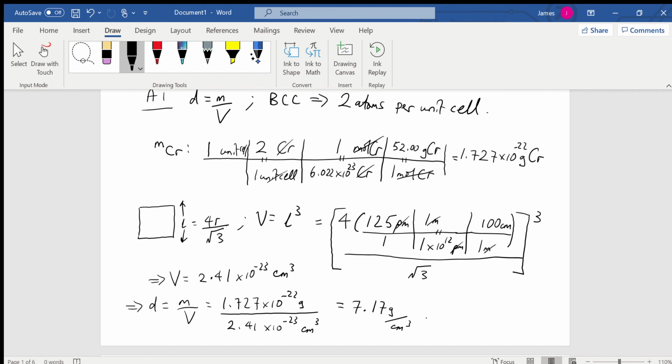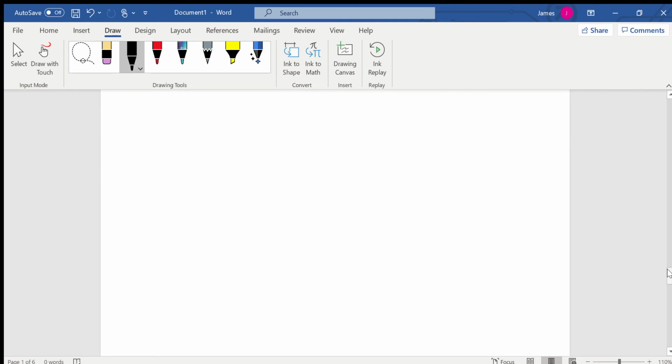Let's look at one more. So in that last one, we got density. Let's look at one where we're actually given density and we have to calculate something else. So let me find, yeah, let's look at this one. So let's look at a second question. And this will probably be our last question.